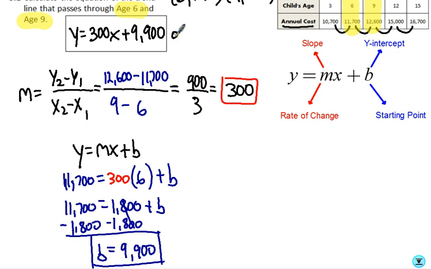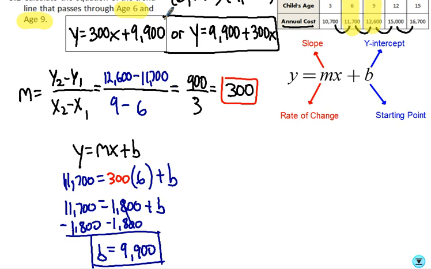And one thing you might see sometimes, and actually this makes a little bit more sense to me, is that we write this y equals mx plus b, but sometimes it makes more sense almost to put the y-intercept first, or the starting point first. Because if it is the starting point, then why wouldn't we write it first? So you could also write y equals 9,900, because that's the starting point, plus 300x, which is the rate of change. So formally, how you're going to most oftentimes see it is y equals mx plus b. But I want you to know that you may see it this way, or if you choose to write it that way, maybe that makes a little bit more sense to you.